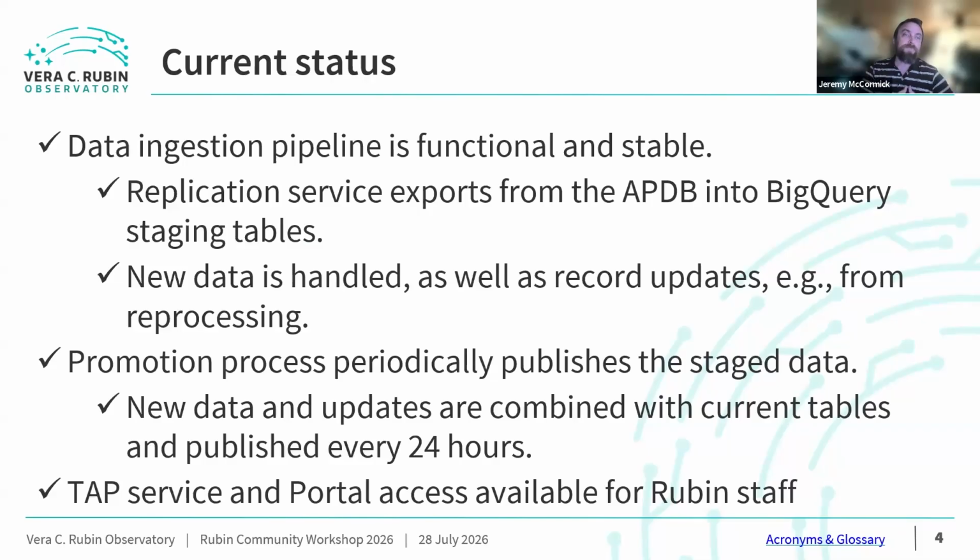There's also a promotion process that was implemented, which periodically publishes data which has been staged. The new data and the updates are combined with the current tables and published every 24 hours. To access the data, we have a TAP service and portal access through the RSP, but right now it's only available to Rubin staff.